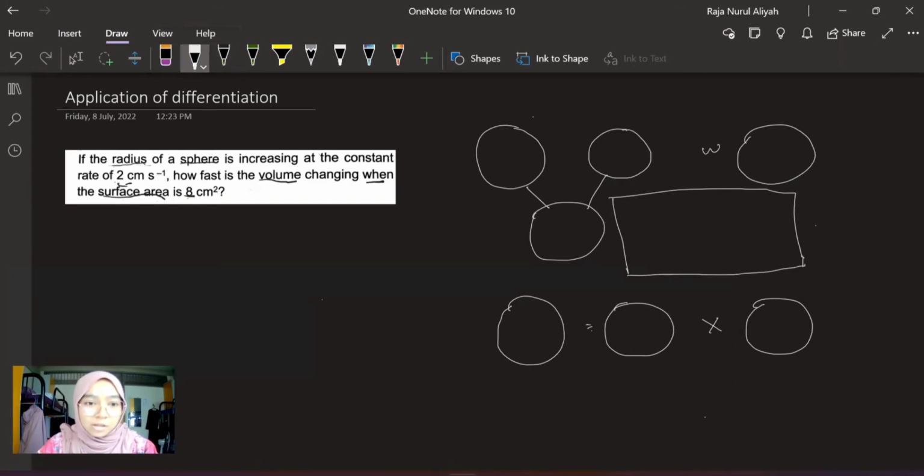So, given the radius of the sphere, the rate of the radius is dr over dt. Then we need to find the volume, so dV over dt. The question says when the surface area is 8. The equation for the volume of a sphere is V equals 4 over 3 pi r cubed.